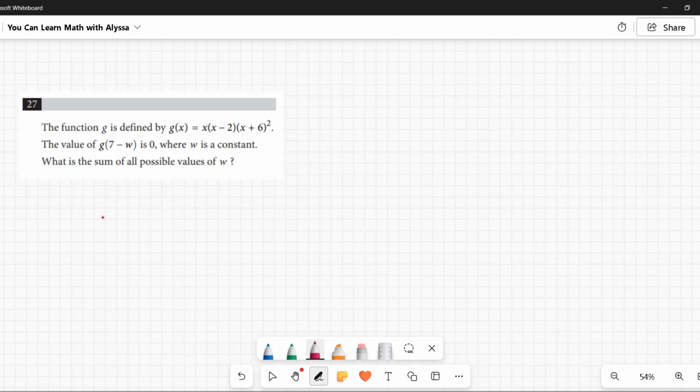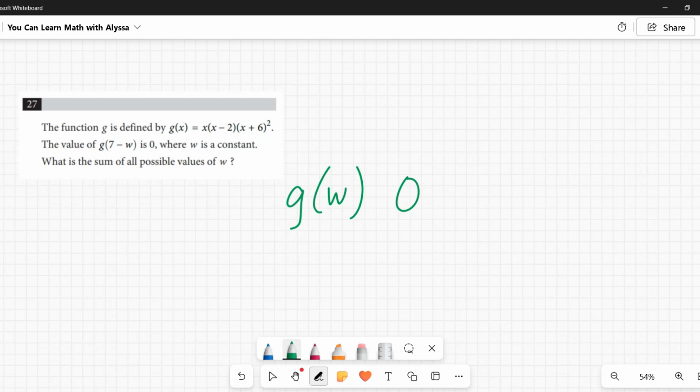Okay, now let's forget about 7 minus w for a second. What if it was just w? If I told you g of w is 0, and I don't know what number w is, that means if I plug this unknown number w into this, I'm going to get 0.